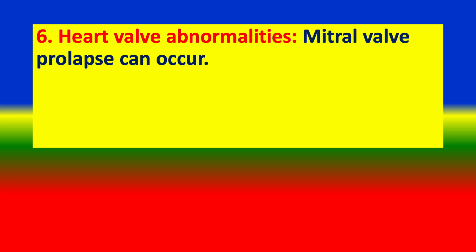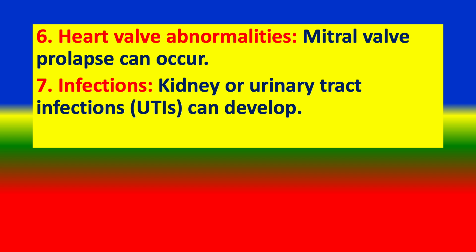6. Heart valve abnormalities. Mitral valve prolapse can occur. 7. Infections. Kidney or urinary tract infections, UTIs, can develop.